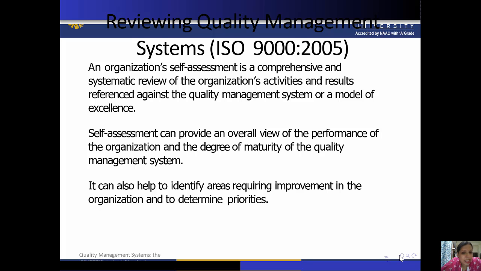Now next, an organization's self-assessment is a comprehensive and systematic review of the organization's activities and results referenced against the quality management system or a model of excellence. Self-assessment can provide an overall view of the performance of the organization and the degree of maturity of the quality management system. It can also help to identify the areas requiring improvement in the organization and to determine the priorities.